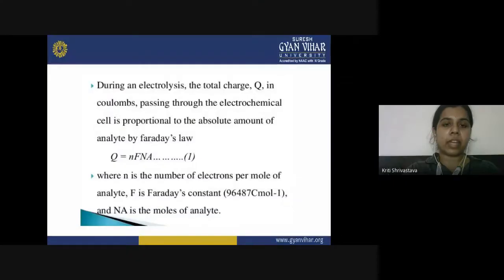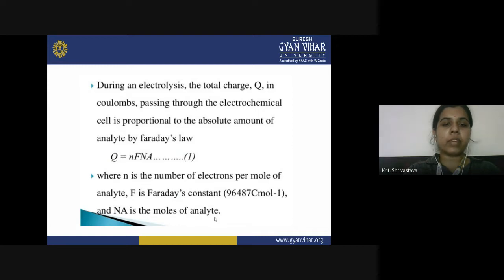Now, during the process of electrolysis, suppose a total charge Q is passed through the electrochemical cell, where Q is taken in coulombs. This charge is proportional to the absolute amount of the analyte by Faraday's law. This Faraday's law actually governs the technique of coulometry, and according to it, Q is equal to nFN_A. That is, Q is the total charge, n is the number of electrons per mole of analyte, F is Faraday's constant, and N_A is the moles of analyte.